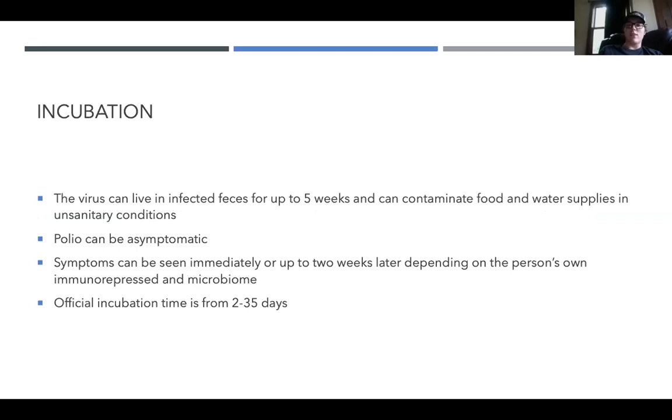It can live up to 5 weeks, and during that time contaminate food and water in some unsanitary conditions. It can be completely asymptomatic, so we don't know what the general time is, but the official incubation time listed by the CDC is 2 to 35 days, so it just depends. And that also depends on the person's immunity and microbiome. It can be seen very quickly in immunosuppressed patients, but then also you can just be completely asymptomatic, so they don't know for sure.